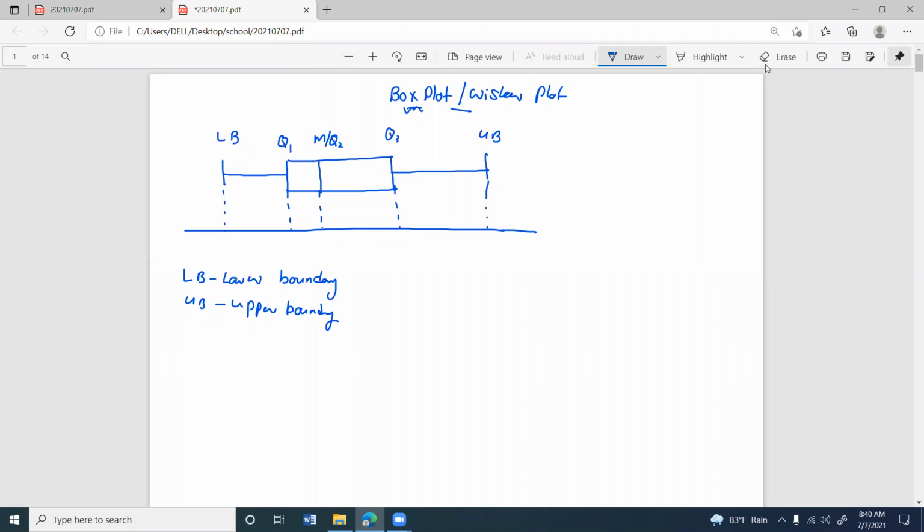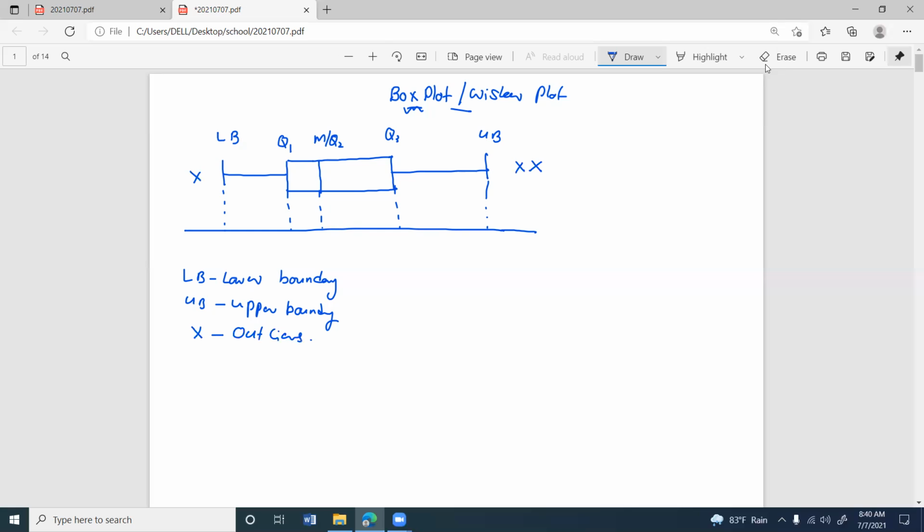These are the basic points we mark in a box plot, or a whisker plot. Now we need to see how to draw a box plot for a given set of data, how to identify the proper boundaries, and whether any outliers are there. You mark the outliers only if available. Outliers are marked by crosses.